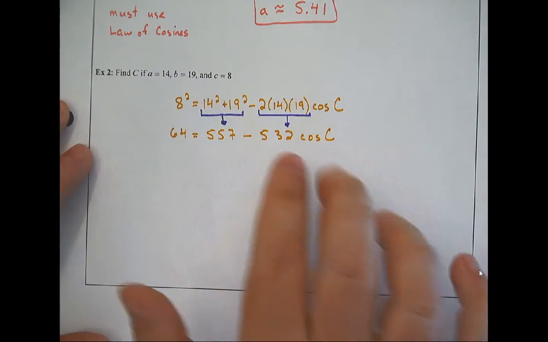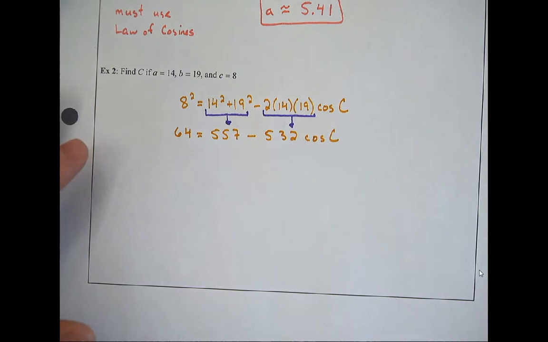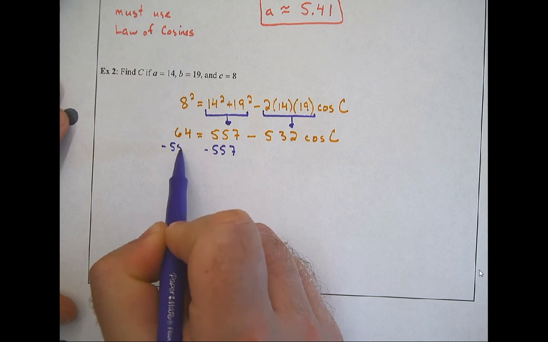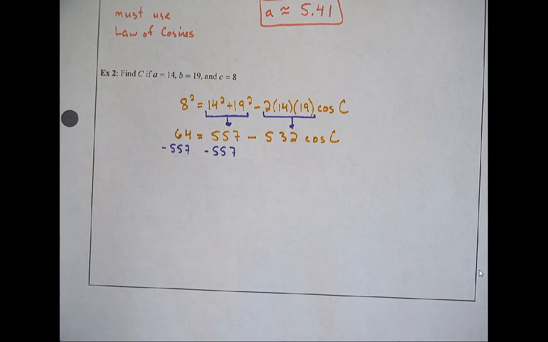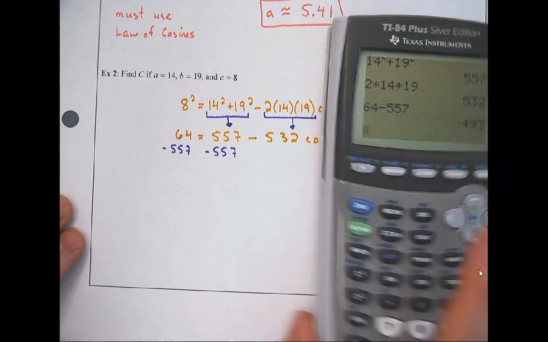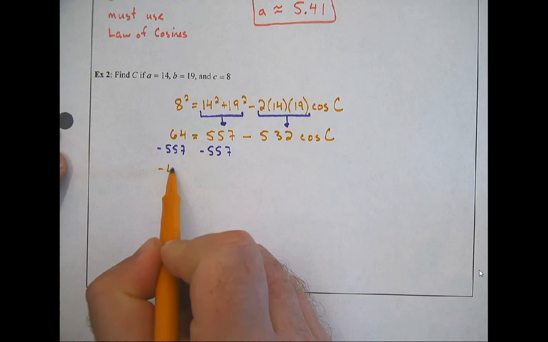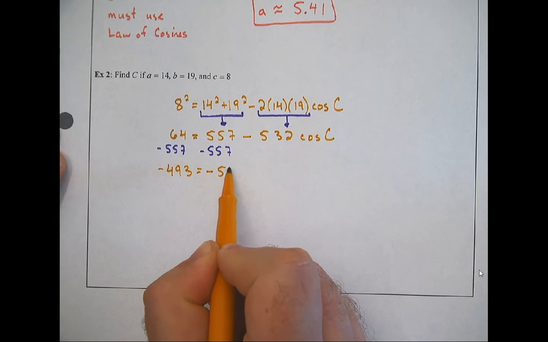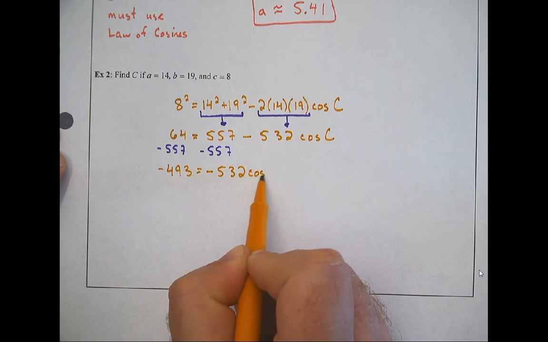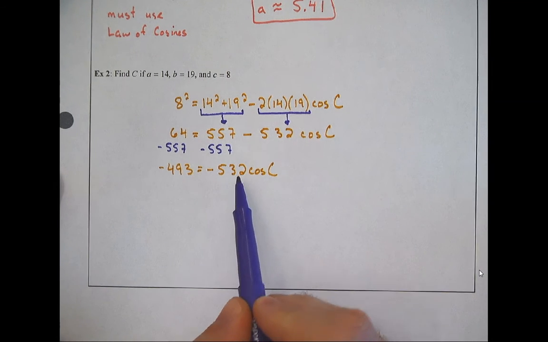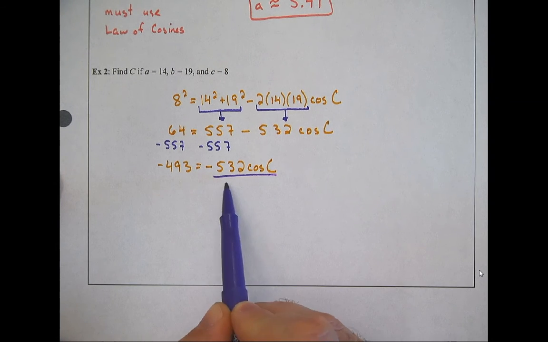All right, the number one mistake kids will make is they'll put these two things together. That's not legal because this is connected by multiply, so you have to solve, you have to peel things away. So the next move would be to subtract 557 from both sides. 64 minus 557 is negative 493. Now these are gone, but this is still then a negative 532 cosine of big C. Who's farthest away now? Negative 532, that's connected by mult, so we can kill it with division.